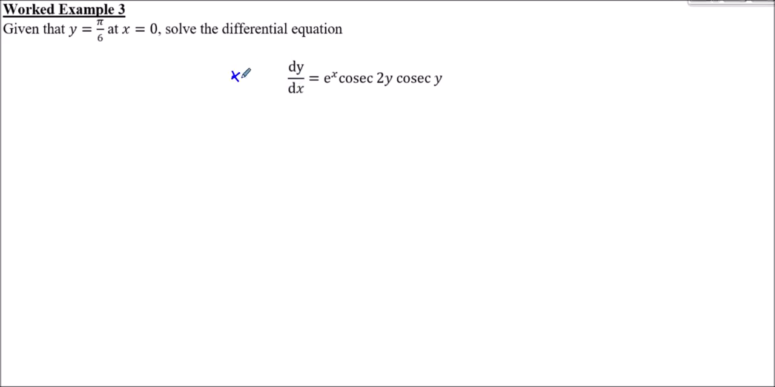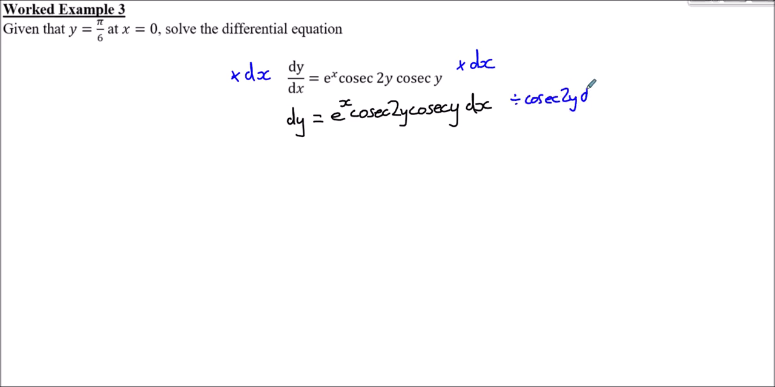So first step, let's multiply both sides by dx. That'll then give us on the left just simply dy, and on the right we're going to have e to the x cosec of 2y cosec of y dx. So all of the x stuff is together on one side, that's great, but there's also some y stuff in the way. All the y stuff needs to live together. So I want all of this to disappear and live over here somehow. So I'm going to divide now both sides by cosec 2y cosec y.